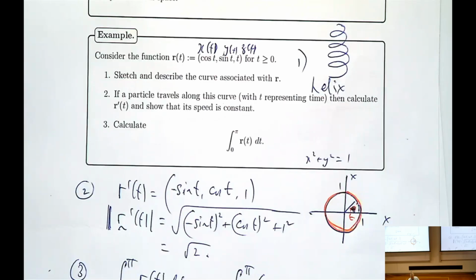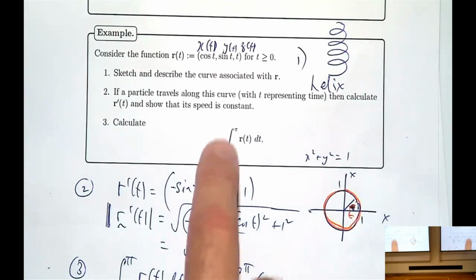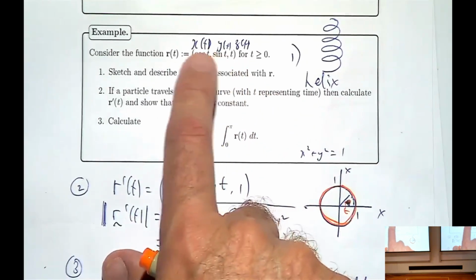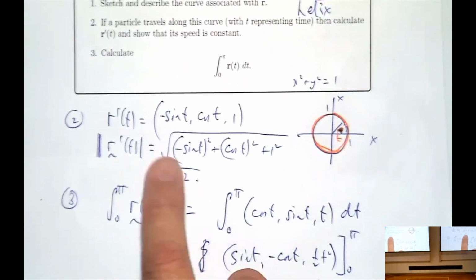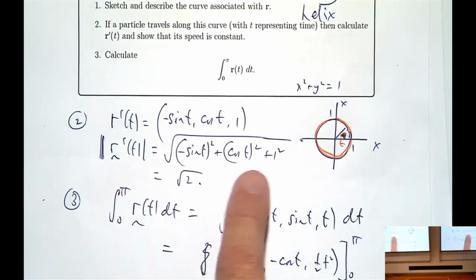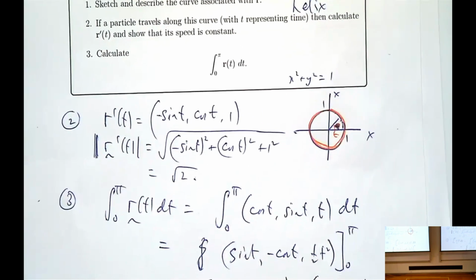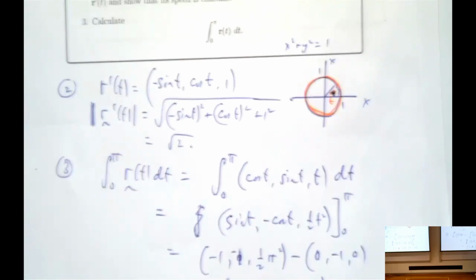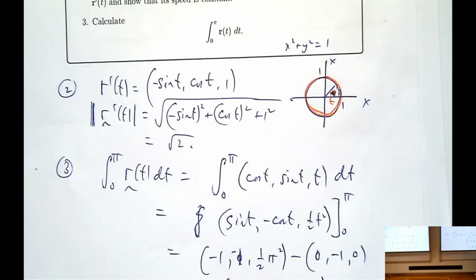Now, as T increases, you're going up or down the Z-axis, depending on whether T is going positive or negative. Here it's non-negative. The calculations are the same. Once we've worked out what this actually is, you can calculate the derivative, you can calculate the length, which is a constant, and then you can do an integral. These are basic standard calculations.